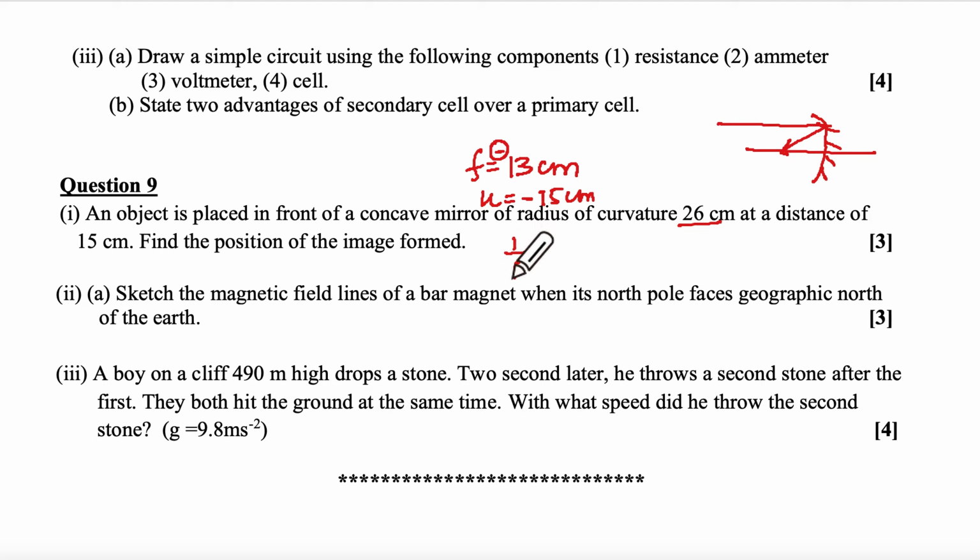Find the position of the image. Tell me once again the formula. 1 upon f is equal to 1 upon v plus 1 upon u.